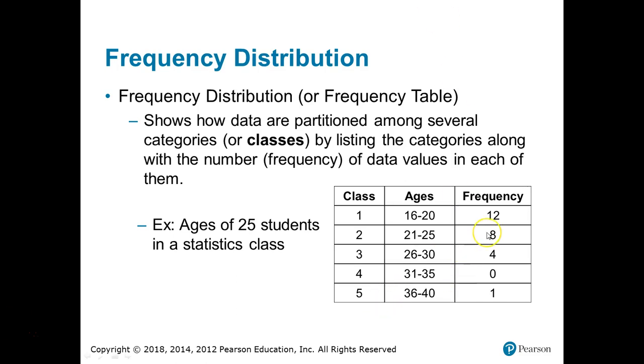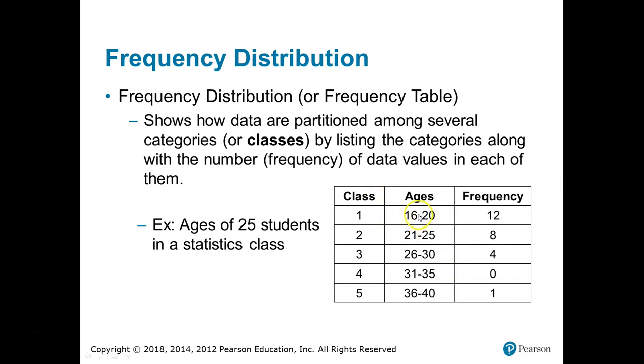So maybe most of you are 18, 19, 20, maybe one 17-year-old. So I have 12 people that are aged 16 through 20. I have 8 of you that are 21 to 25, 4 that are 26 to 30, no one that's 31 to 35, and then that one 40-year-old who has ambition and is going back to college. But basically, what I'm doing is taking that 25 pieces of raw data and now putting it in a more user-friendly category. So I have my 5 classes.